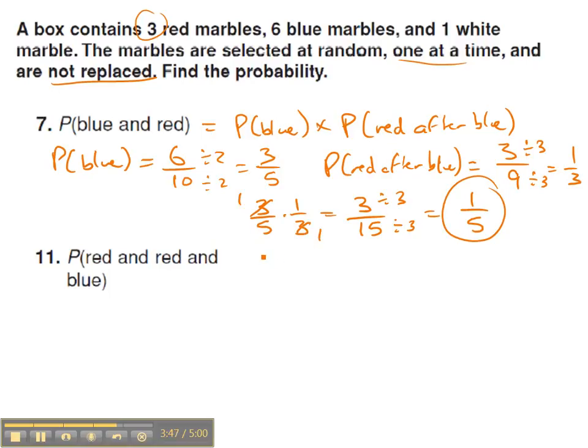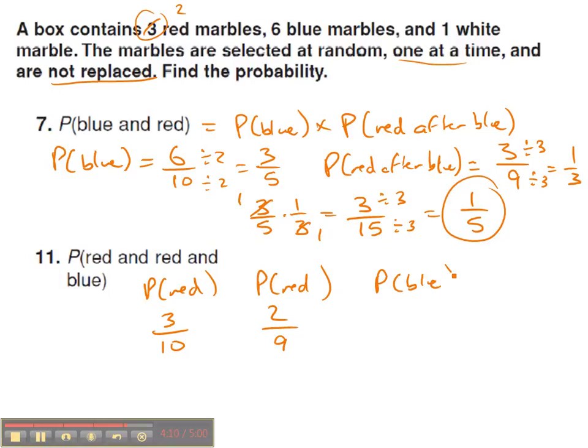And we get 1/5. I'm speeding up a little bit because I want to get this last problem in. Probability of red and then blue. Probability of red the first time would be 3/10, 3 over 10. Probability of red the second time, now there's 1 less red marble, so there are 2 red marbles, 2 over, and 1 less marble total, so 2/9. Probability of blue, well, there's still 6 blue marbles, but now there are 8 marbles total because we've already pulled 2 marbles. We multiply those together.